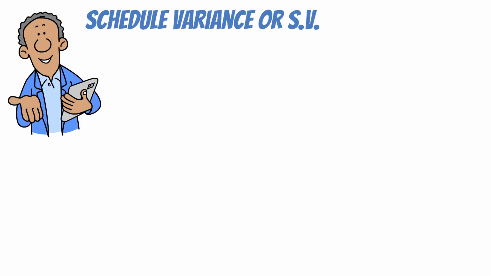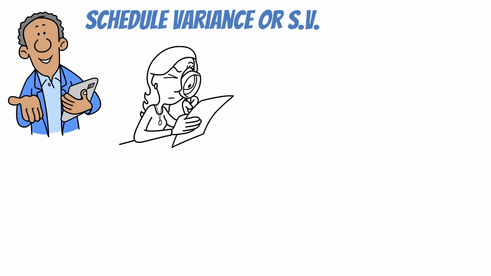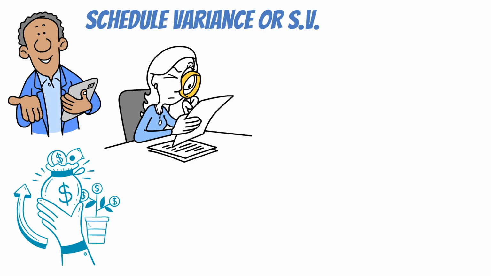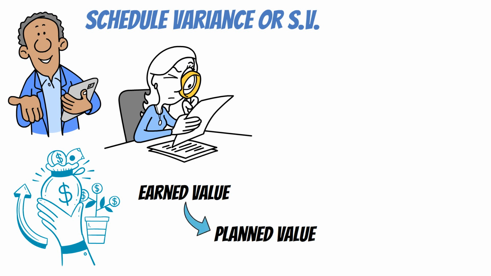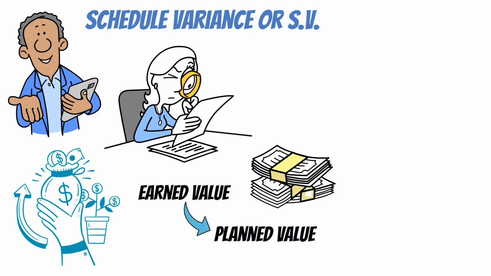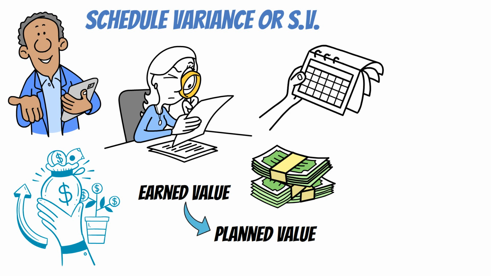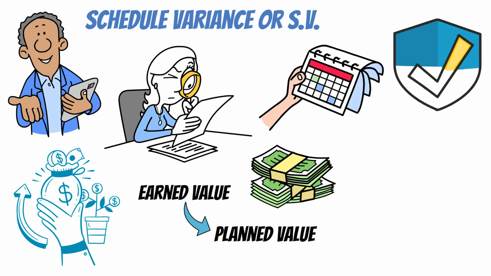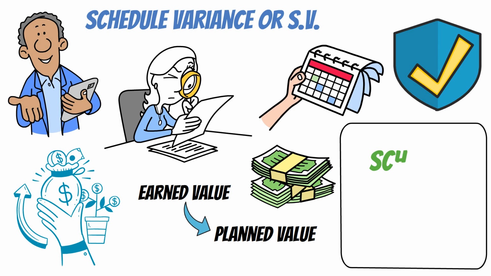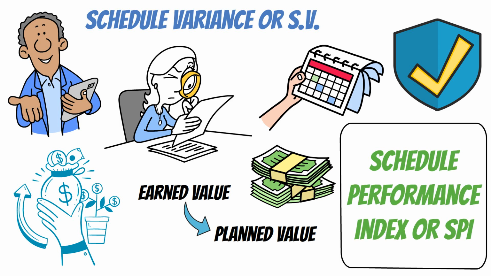Another measurement is the schedule variance, or SV. This is determined by looking at the performance on the critical path. When it is used with earned value management, it is the difference between the earned value and the planned value. There is also an index that is an earned value management measurement that indicates how efficiently the scheduled work is being performed. That is called the Schedule Performance Index, or SPI.